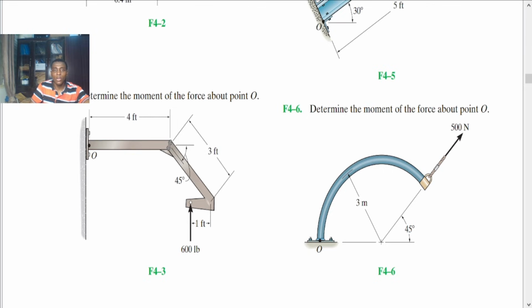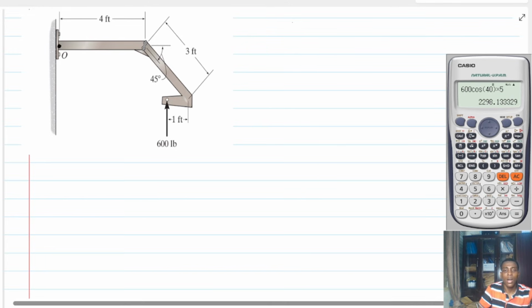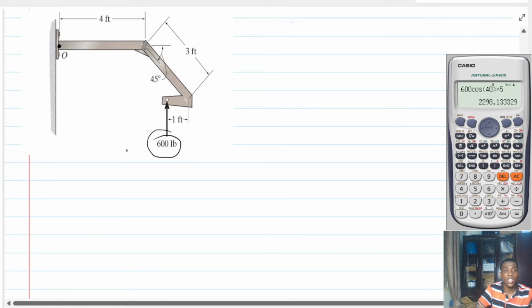Okay. So I want us to look at this problem. We have to determine the moment of the force about O. Okay, so there we are. How can I solve this problem? So I'll still use the principle of transmissibility and then the principle of moment. But I have just a single force here.